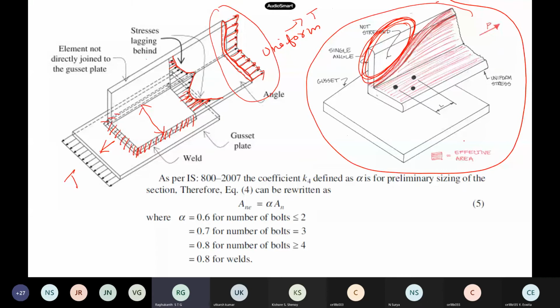So for this effect, our code has that K4 I told you about. This is what we call the shear lag factor.